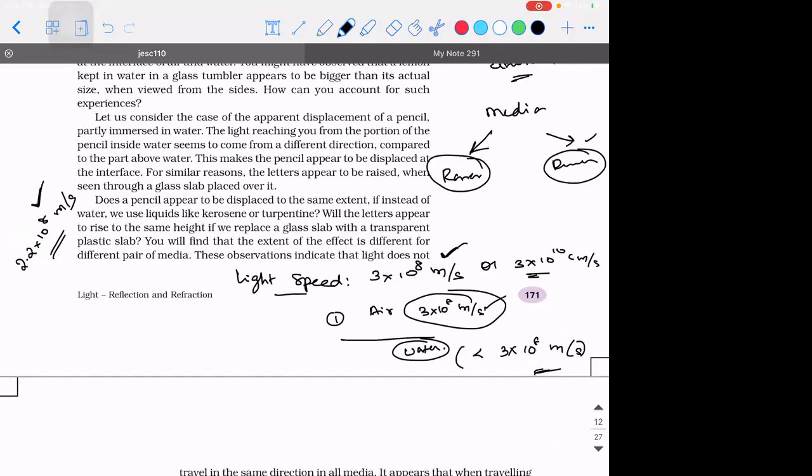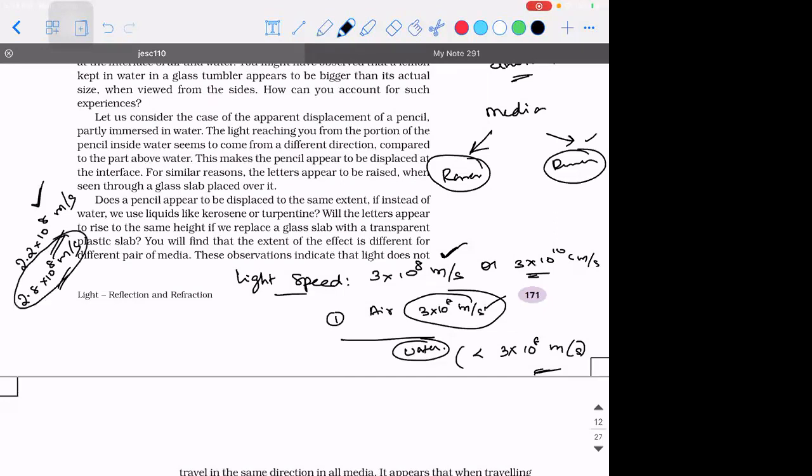Suppose I give a value as 2.2 and I'm giving another value as 2.8 into 10 power 8 meters per second. Now you conclude which medium is rarer and which one is denser. Will you be able to do that? Yes. So which one is rarer? 2.8 into 10 power 8 is rarer.